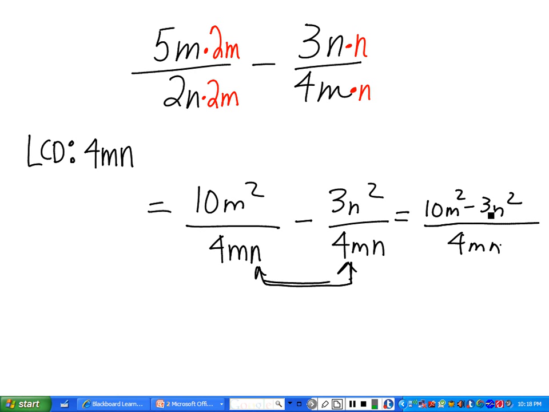Look back at your answers to see if you can simplify your final answer any further. And you can't factor the numerator, so you can't cancel anything out. Therefore, this is the answer.